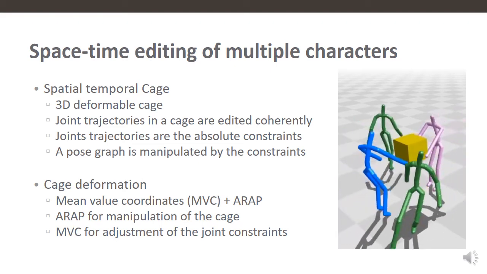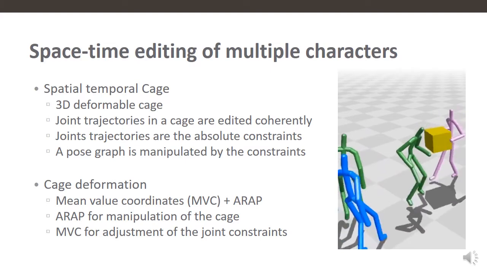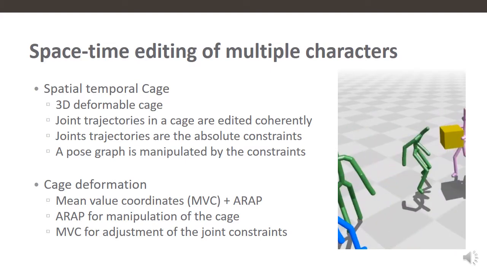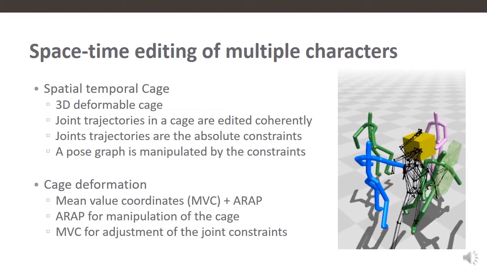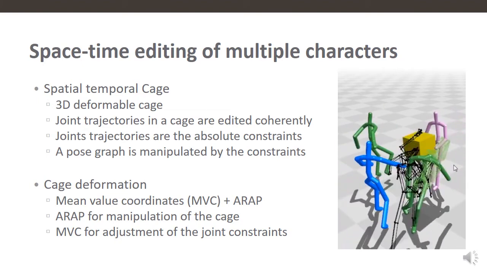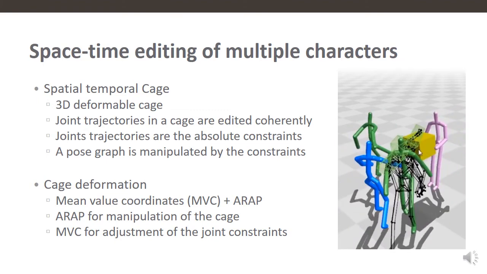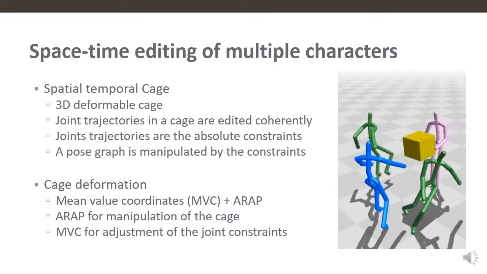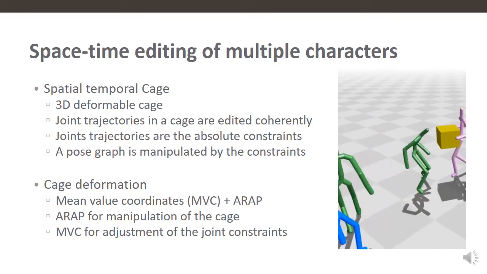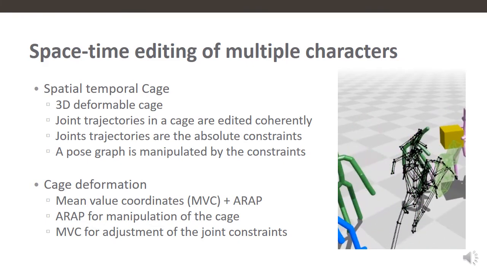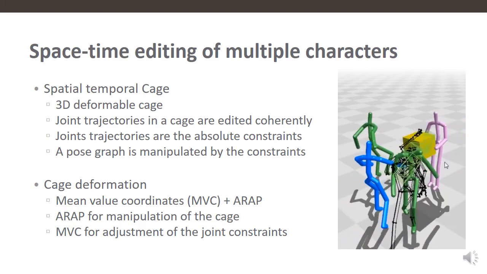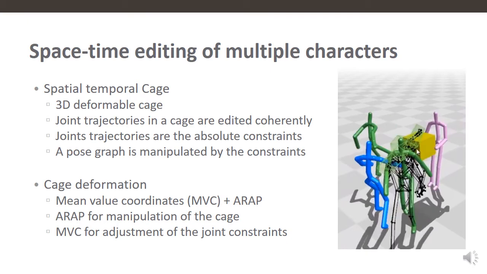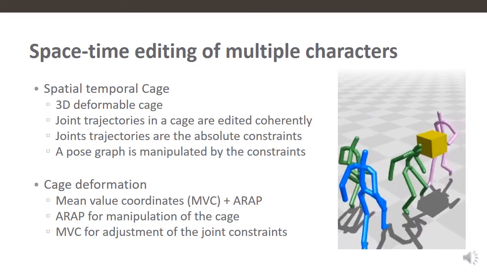After motion retargeting, collisions between characters can occur, and those can be rectified using our multi-character motion editing framework, the space-time editing process. We provide the user with a three-dimensional deformable cage mesh, which includes a range of frames of joints of character motions. The cage mesh consists of a small set of vertices and it is deformed in an as-rigid-as-possible manner. In the cage mesh, the selected joint trajectories are used for user-defined constraints and manipulated coherently. Finally, the pose graph is locally edited while retaining the user-defined constraints.